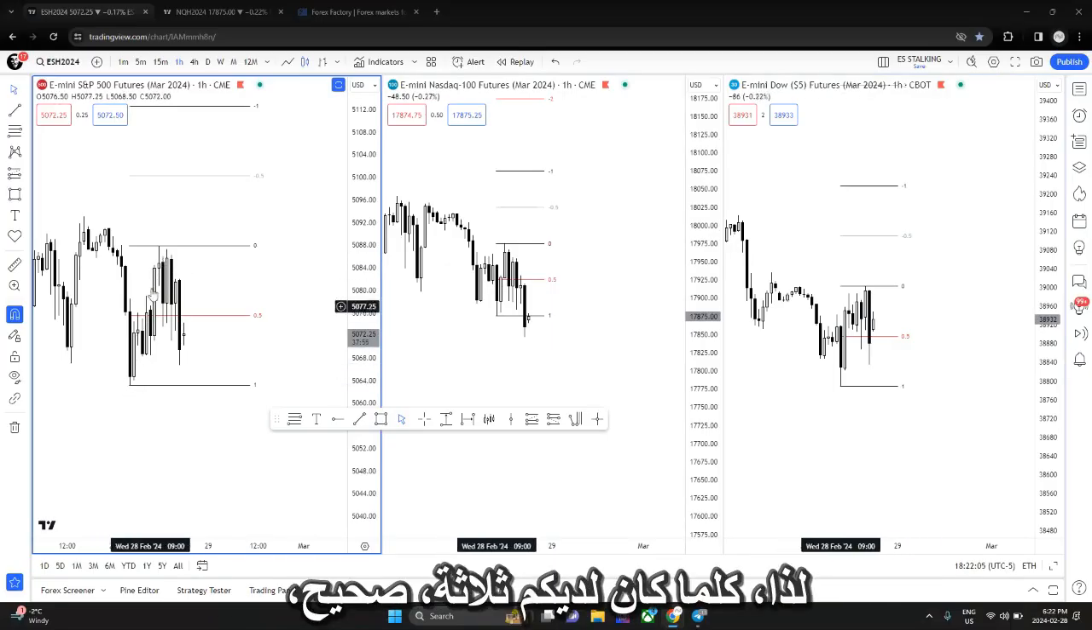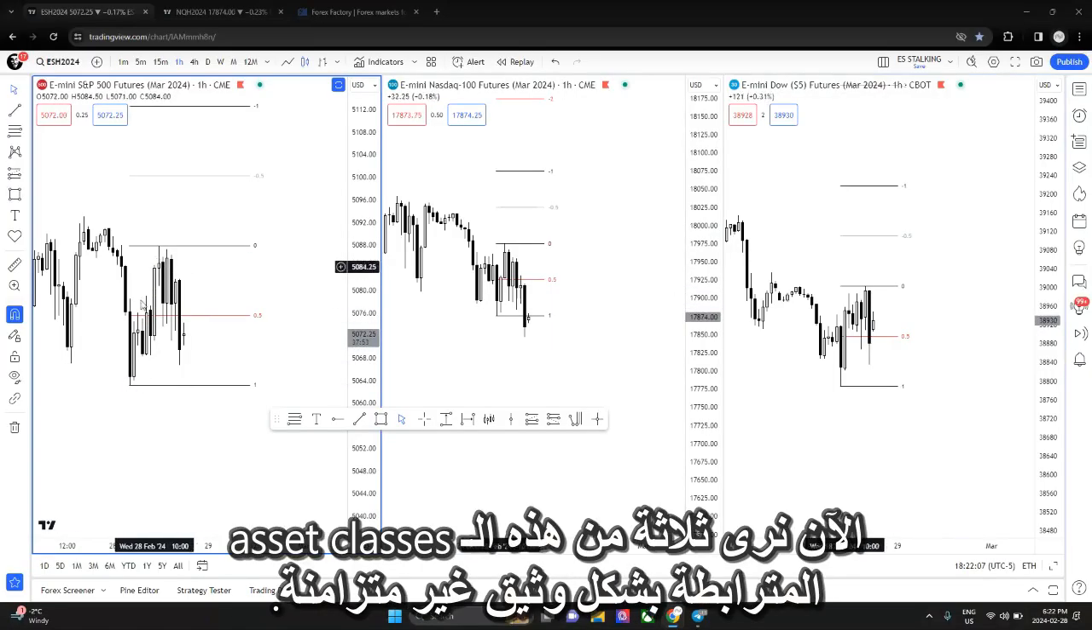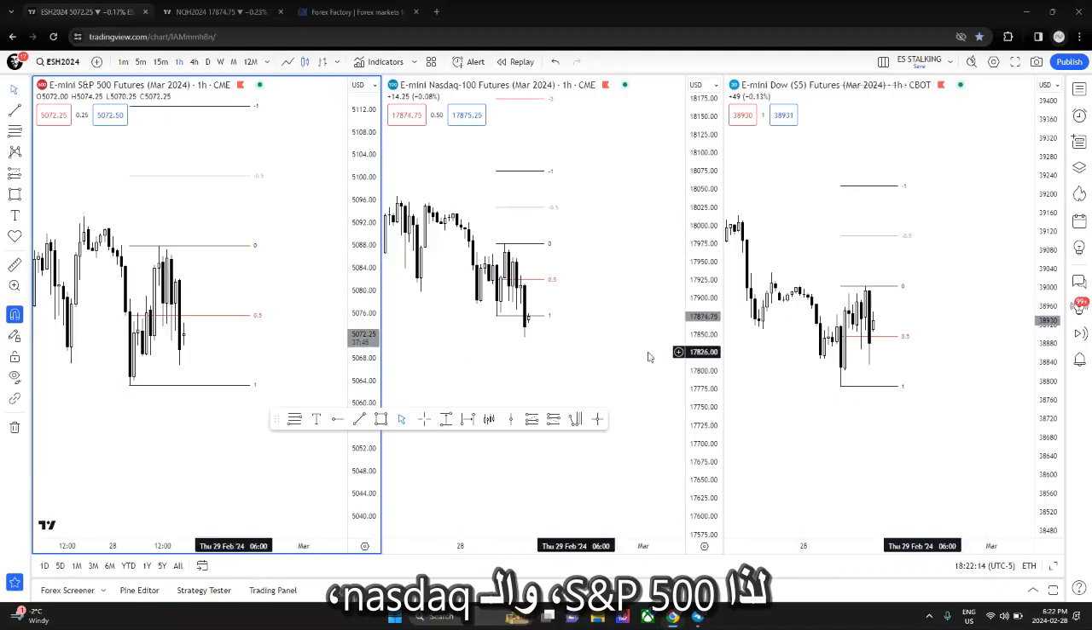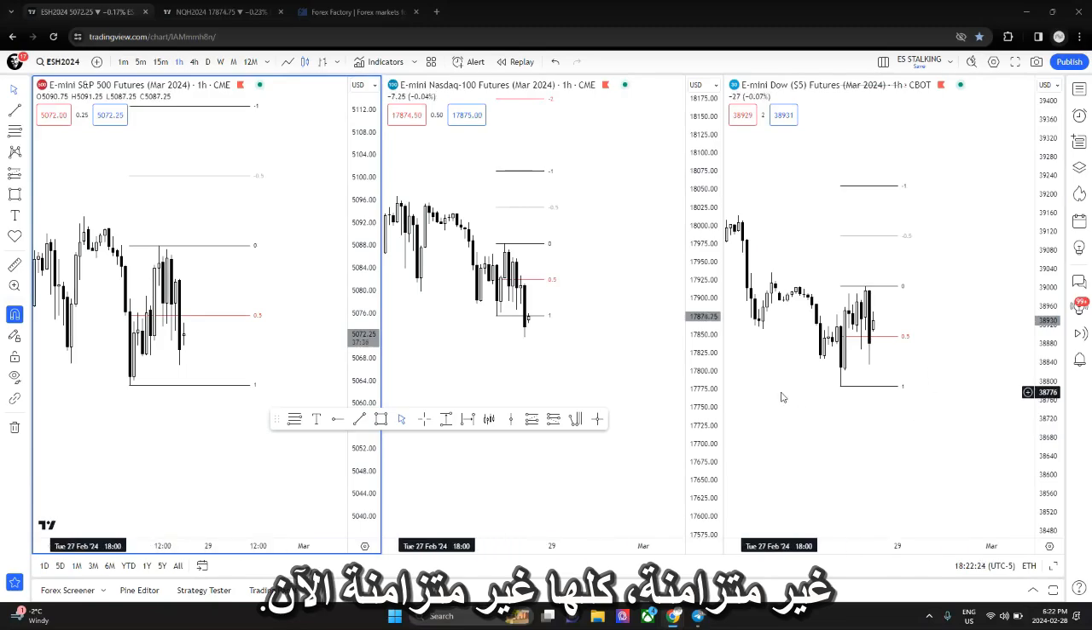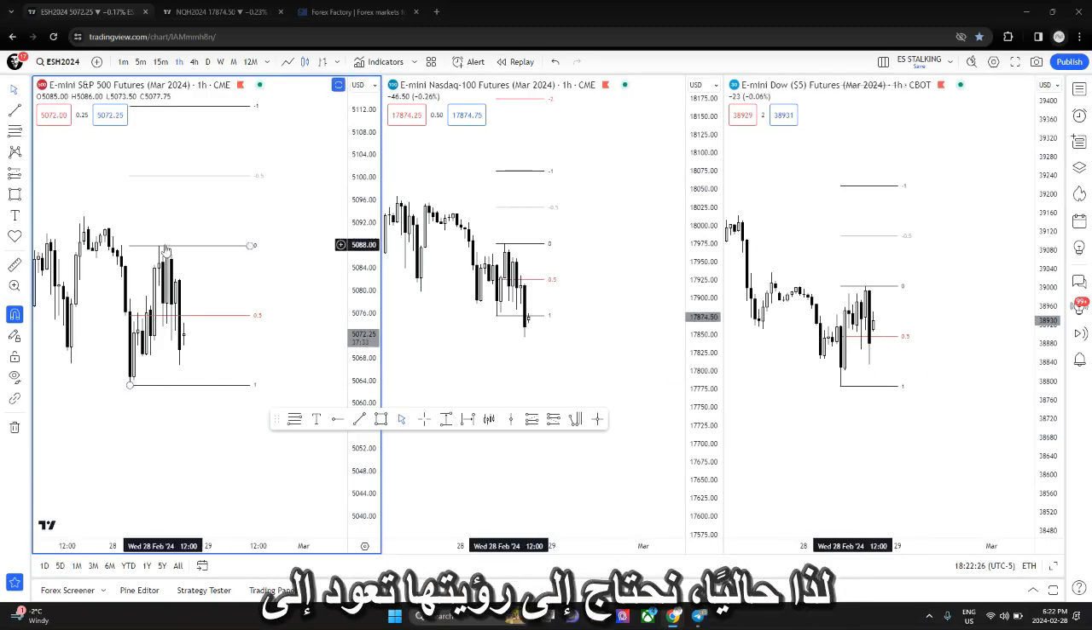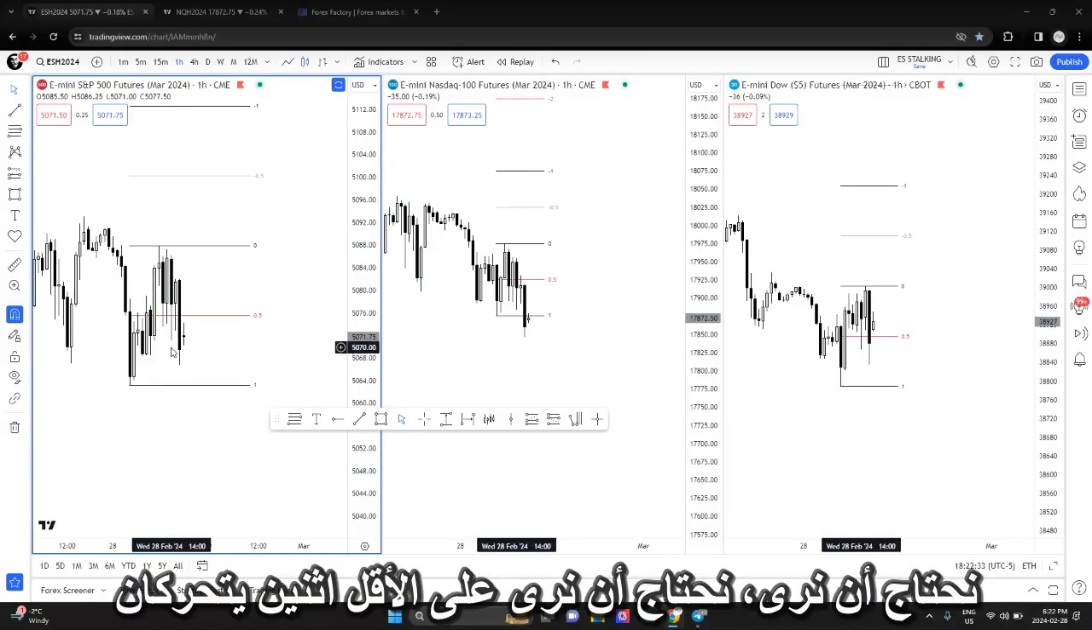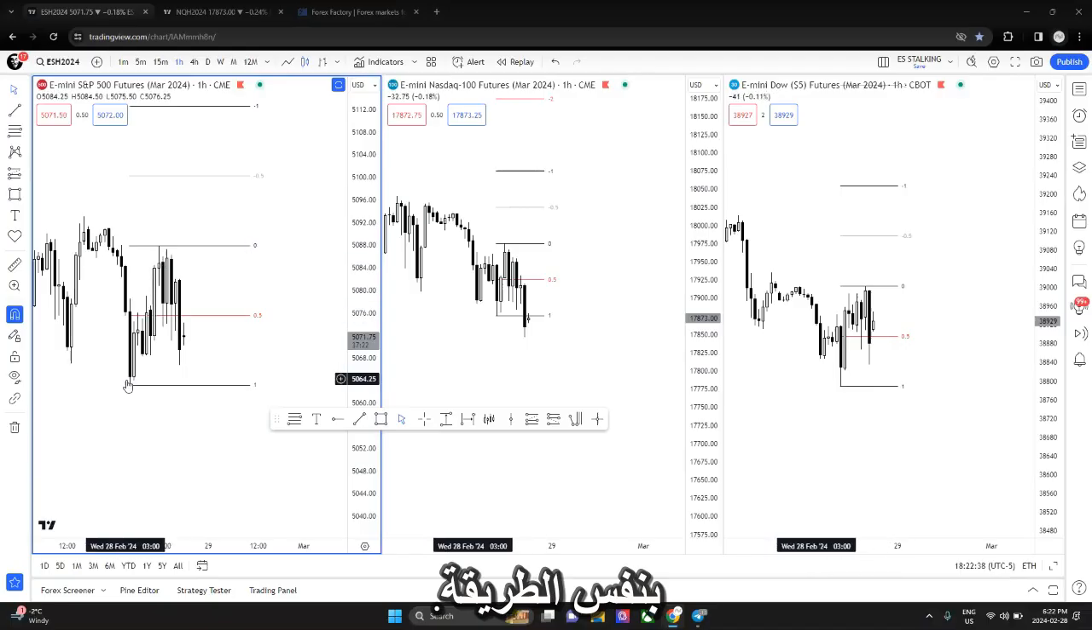So whenever you have three, right? Right now we're seeing three of these closely related asset classes out of sync. So the S&P 500, the NASDAQ, and the E-mini Dow futures, out of sync. They're all out of sync right now. So currently we need to see them get back into sync. We need to see at least two moving in the same way.